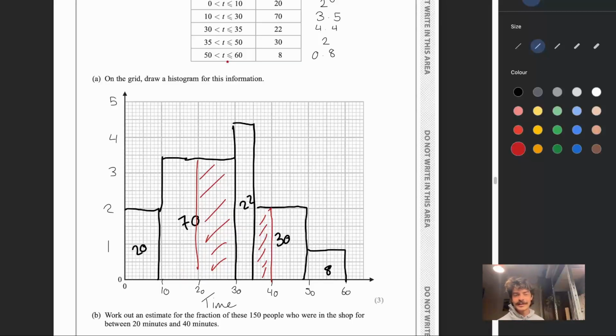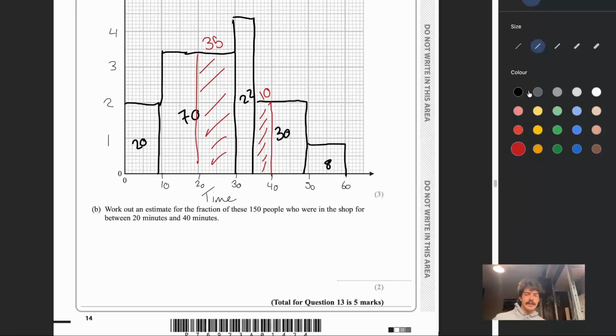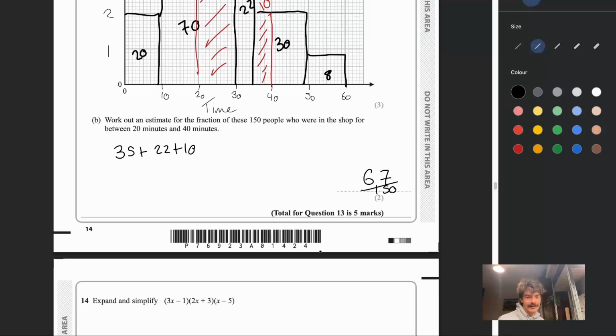But using this fact, we can then assume that in the 35 to 50 section, which had a frequency of 30, that 10 people were here. How do I work that out? 30 divided by 3, because our time is 5 minutes out of the total of 15. The same logic here, 35. And as such, we are left with 35 plus 22 plus 10, 45, 67. Out of 150. Yeah, asking for a probability there. You can't simplify that, I don't think. Nice.